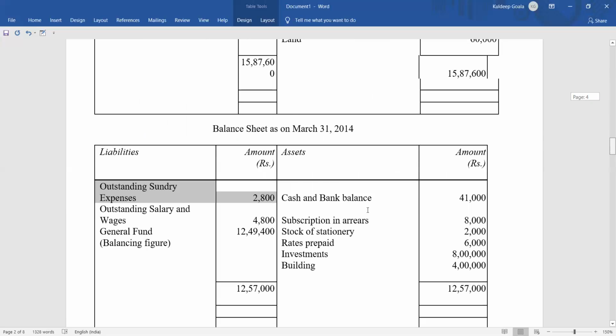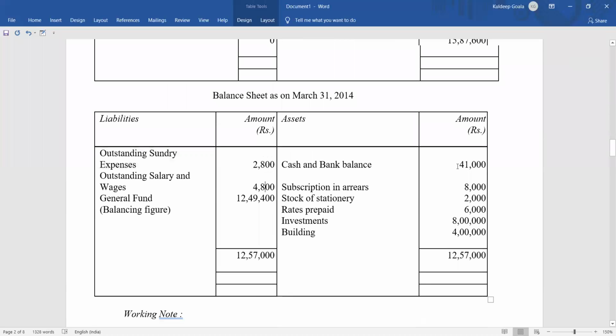Okay, the 2 items were there, that is over. Now what we'll do is find out the asset side total, because it is asset minus liability, so the asset will definitely be more. So what it is, 12,57,000. Take the total on the liability side and write it 12,57,000. From there you deduct 2,800 as well as deduct the 4,800 rupees amount.